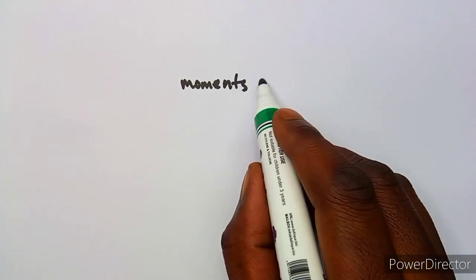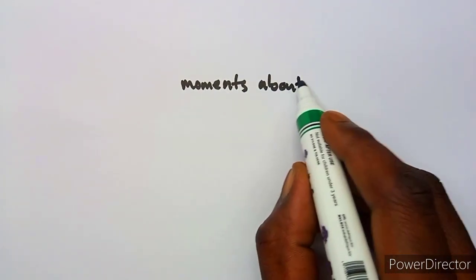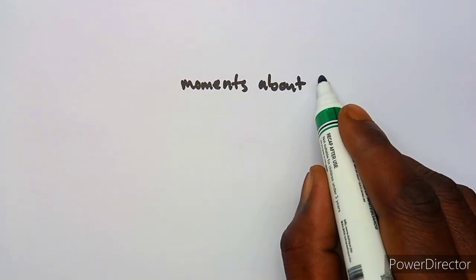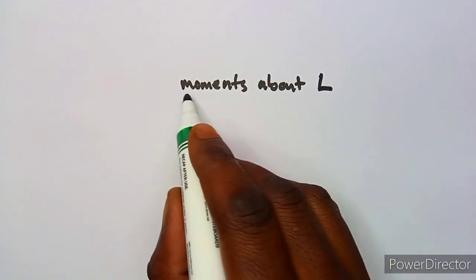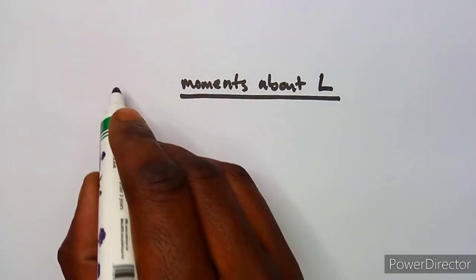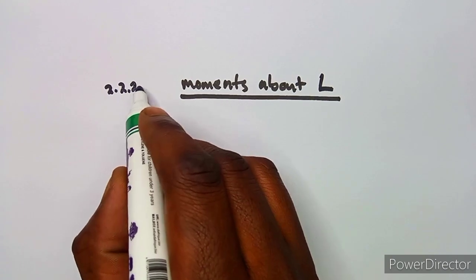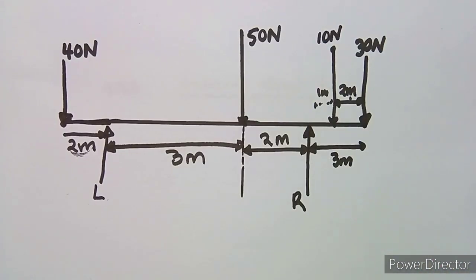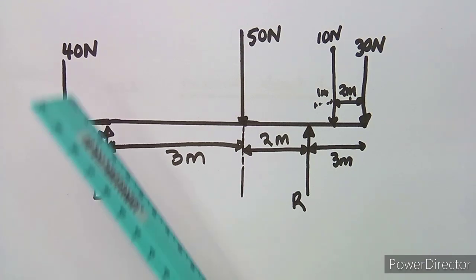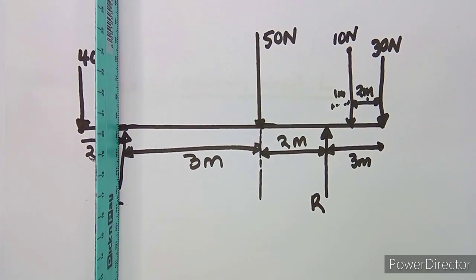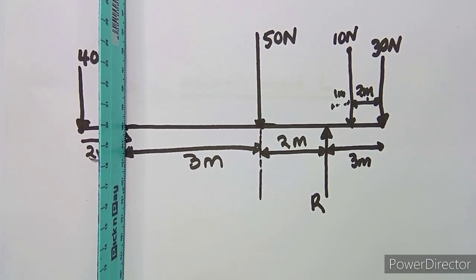Okay, so we are going to have something like this, moments about, I'm going to consider L, so you just consider one of your choice. Okay, so I'm taking moments about L in this case. Okay, so if I take moments about L, that means I'm going to calculate R like this. Okay, so like I told you guys from the previous class, when you are given this type of equation, this is when you are referring to moments about L like this, this is your L, you're going to cover L like this.